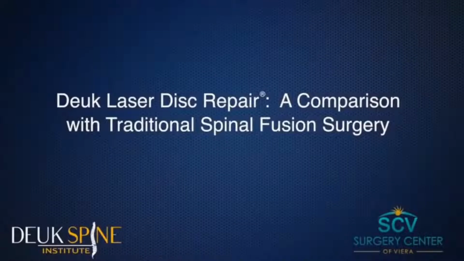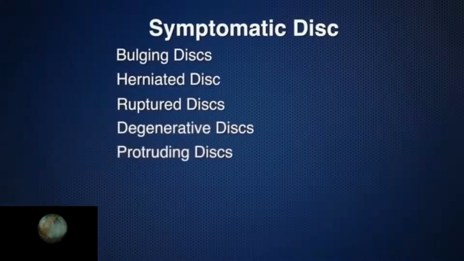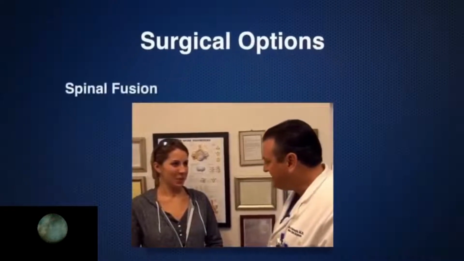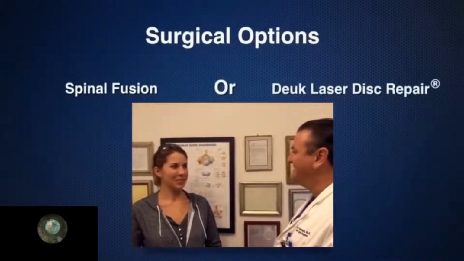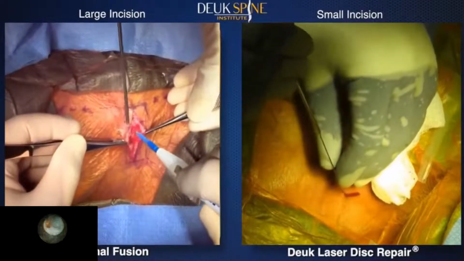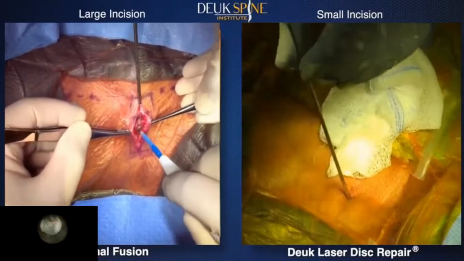Deuk laser disc repair, a comparison with traditional spinal fusion surgery. A symptomatic disc causing neck or back pain can include bulging discs, herniated discs, ruptured discs, degenerative discs, protruding discs, spinal stenosis, radiculopathy, and sciatica. This patient can choose traditional fusion surgery or the Deuk laser disc repair to help alleviate the pain caused by and within the symptomatic discs. Here, two patients with comparable disc injuries are treated. On the left, the highly invasive spinal fusion, and on the right, the least invasive Deuk laser disc repair.